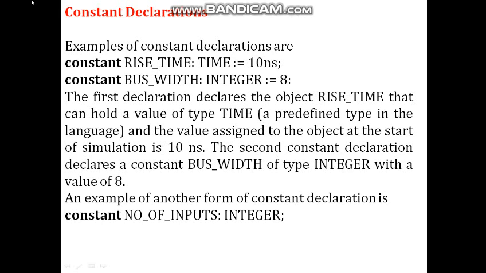An example of another form of the constant declaration is constant number_of_inputs: integer. So there are different ways to declare a constant. The reason for using a constant is to have a name and explicitly define the type for a value. This makes the model more intelligible, since the name and type convey much more information about the intended use of the object than the literal value.